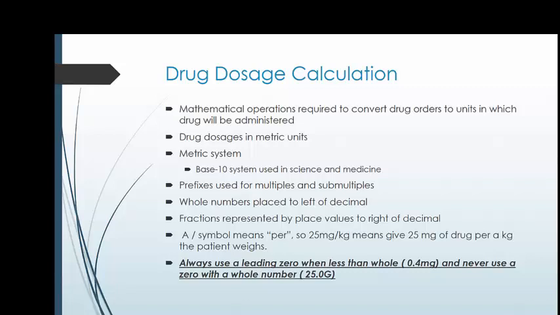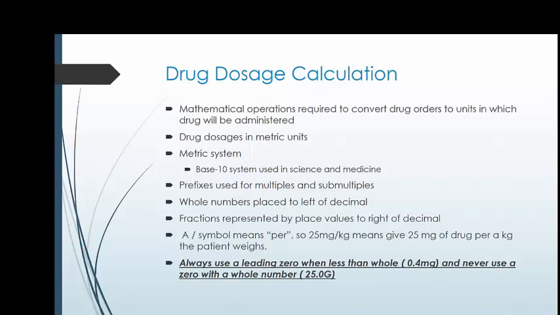Whenever you see a slash symbol, like a forward slash, it's going to be a per. So 25 milligrams per kilogram would mean that you would give 25 milligrams of drug for every kilogram that that patient weighs. So if that patient weighed 10 kilograms, you would be giving 250 milligrams.